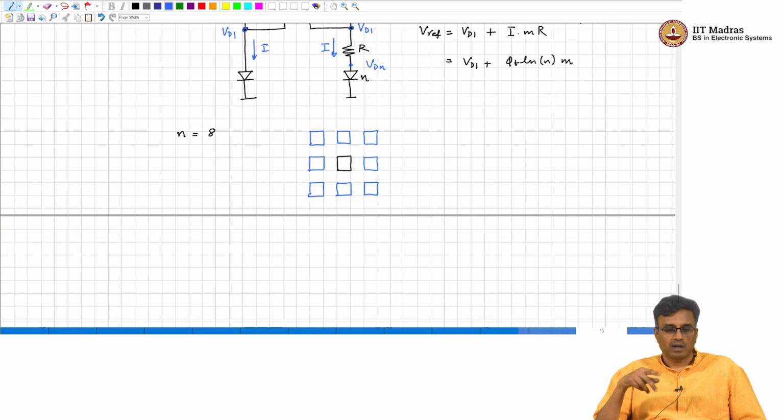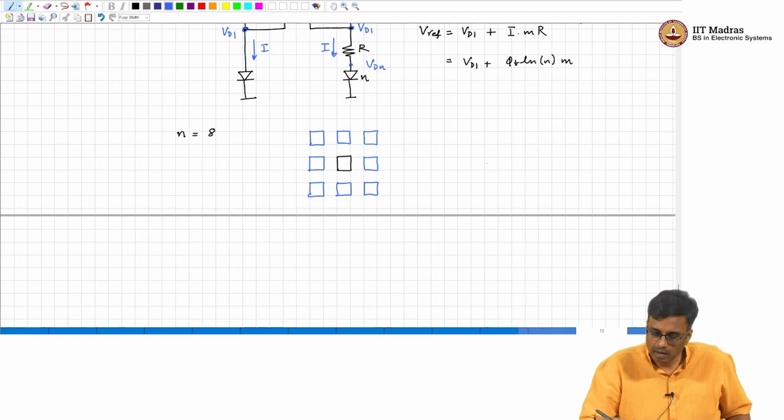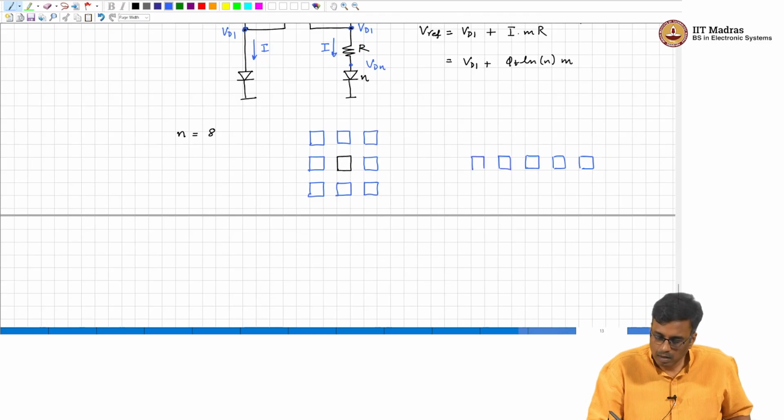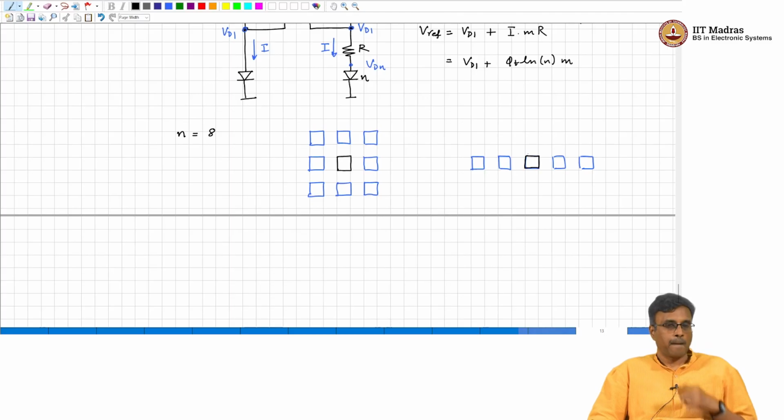So, why do you think the n diodes are kept this way? Why is n equal to 8? Why do you think it is a good choice? What if we chose 4 diodes? Why not choose something like this? The diode one has the diodes on right and left side, but there is no diode on top and bottom.